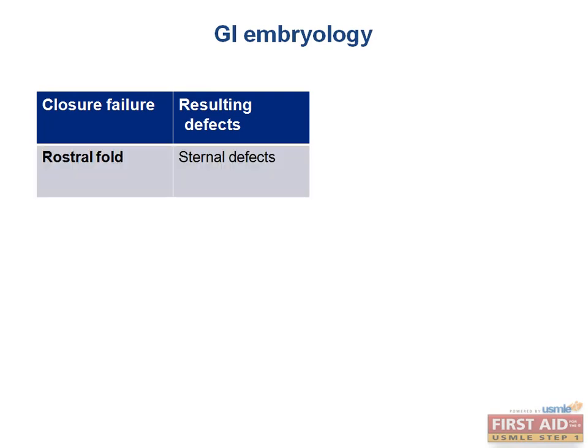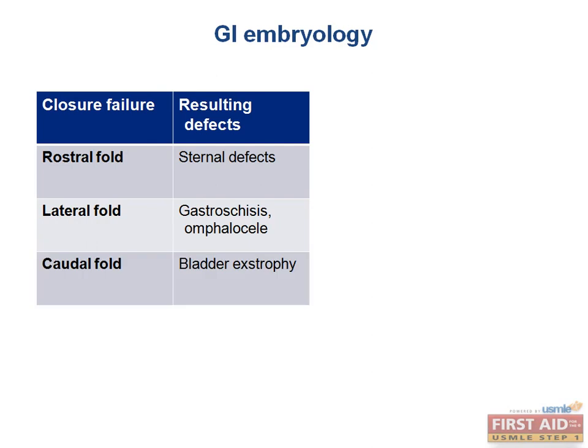First, rostral fold closure results in sternal defects. Second, incomplete lateral fold closure can result in omphalocele and gastroschisis, which we will discuss more in a moment. Lastly, inappropriate caudal fold closure results in bladder exstrophy with part of the bladder outside the abdominal wall.